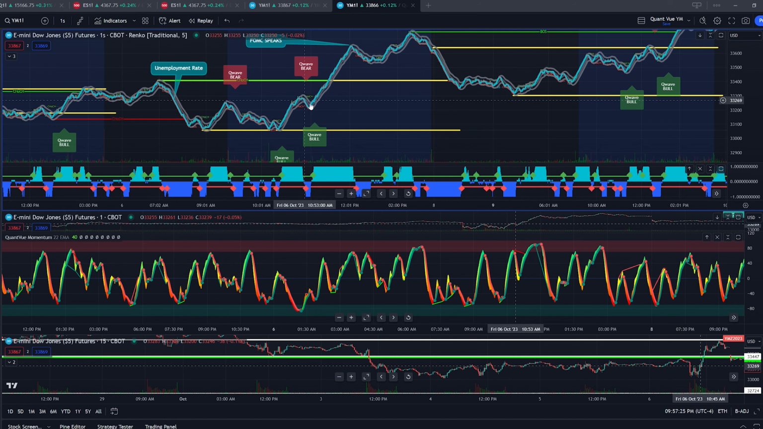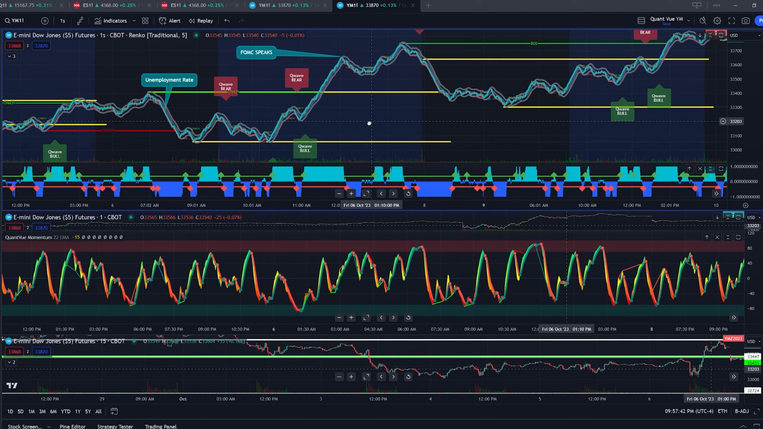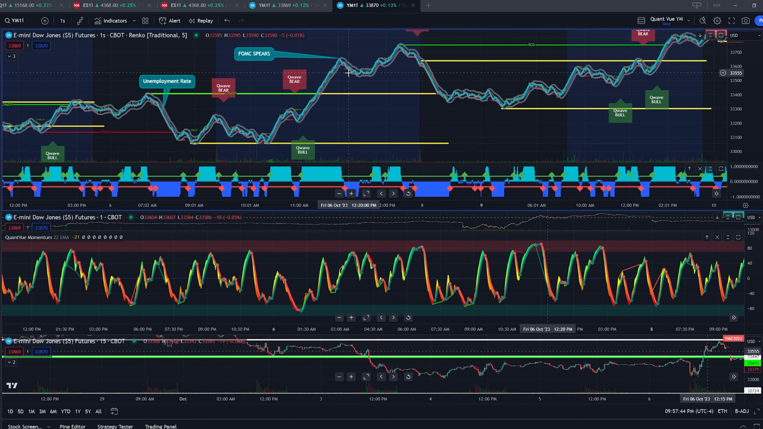You could end up taking a contract off here once you get this Q wave bear and we saw this rollover, potentially at the same level as the unemployment. You could also shave off a contract there, try to leave one on, and try to run that second contract all the way up until the overnight high or even past.